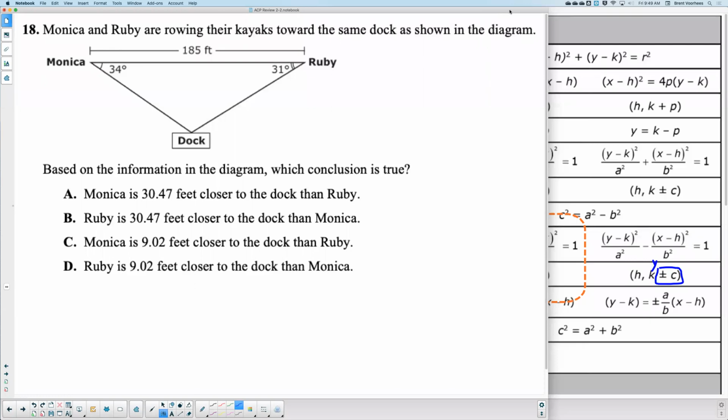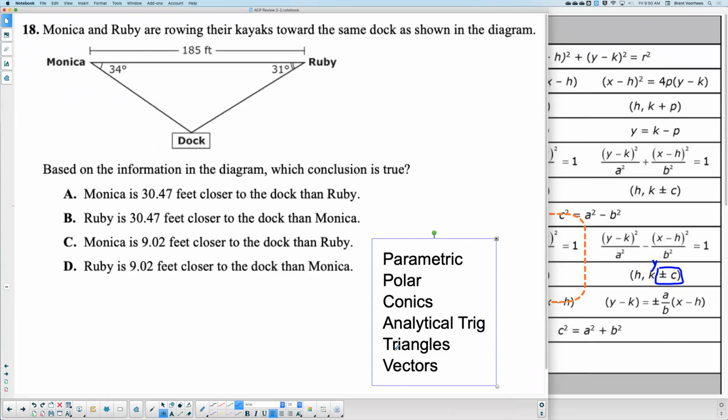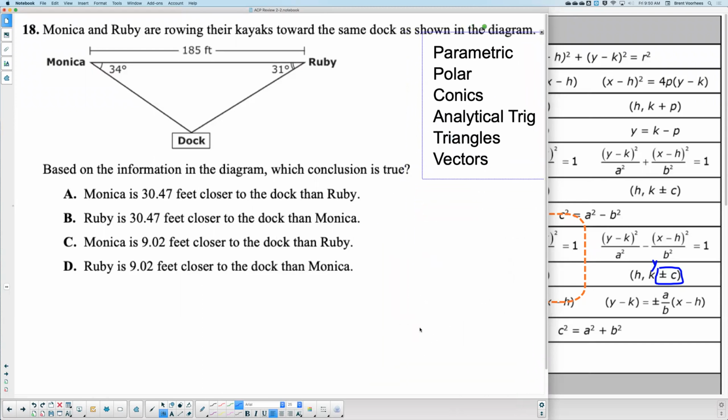Number 18, Monica and Ruby are rowing their kayaks towards the same dock as shown in the diagram. Based on the information in the diagram, which conclusion is true? Monica is 30.47 feet closer to the dock than Ruby. Ruby is 30.47 feet closer to the dock than Monica. Monica is 9.02 feet closer to the dock than Ruby. Ruby is 9.02 feet closer to the dock than Monica. Which type of problem is this? Triangles. It's a triangle problem.